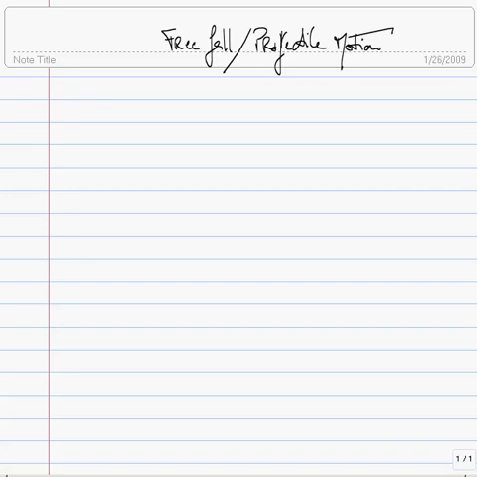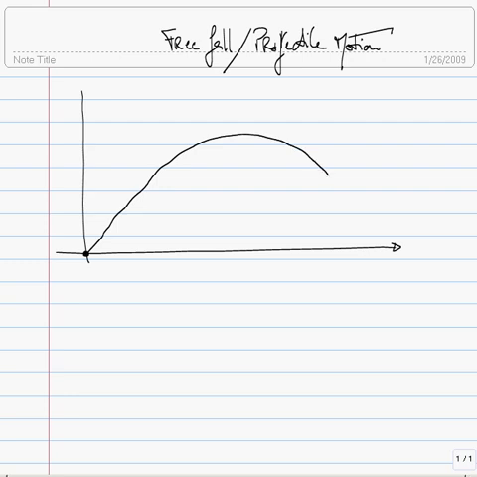Let's look at an example. Let's look at a typical projectile motion example where I'm going to throw a particle or an object in the air with a particular initial velocity v naught, whose magnitude is known, and a particular angle theta.